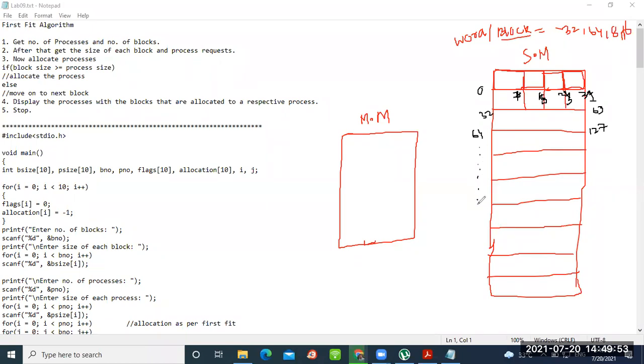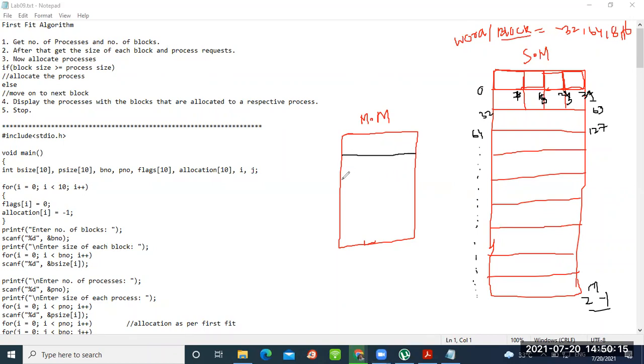Suppose the size is 2 to the power n, अगर बोलेंगे, ठीक है, then the final address will be 2 to the power n minus 1. Fine. Now this is the representation. Similarly, आपका जो main memory में भी same representation रहेगा.